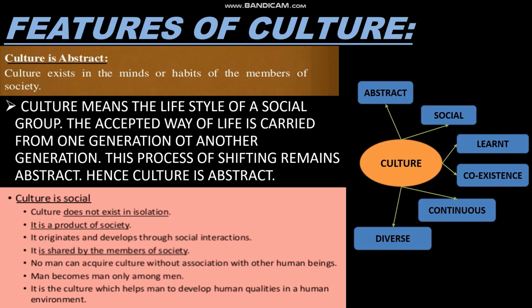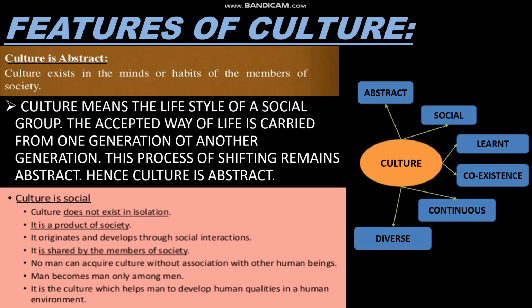First point is culture is abstract. So why are we calling it abstract? Culture exists in the minds or habits of the members of society, which is not visible. Understood? Culture means the lifestyle of a social group. If you see, what is culture? It's the lifestyle of that particular society. The accepted way of life is carried from one generation to another. This process of shifting remains abstract. So it depends on the minds or habits of the people. Hence, culture is abstract. So the lifestyle which is carried out by a society, which is passed from one generation to another, depends on the minds or habits of the people who are following it.